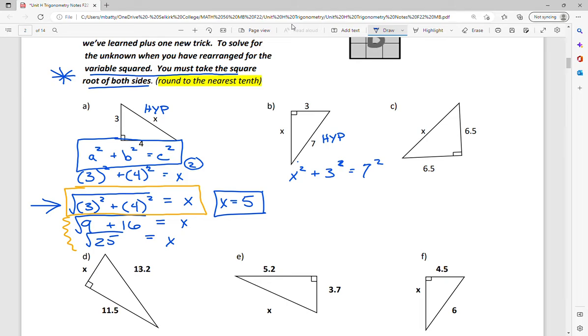Like I said, you may have learned this rearranged a number of different ways. Now that we have this, if I want x all by itself, I'm going to have to subtract this stuff from the other side. So I would write it out as x squared equaling 7 squared minus 3 squared. Now you can do this math as you go, or you can remember that you're taking the square root of both sides to get x all by itself, and this gives you something you can put directly into your calculator.